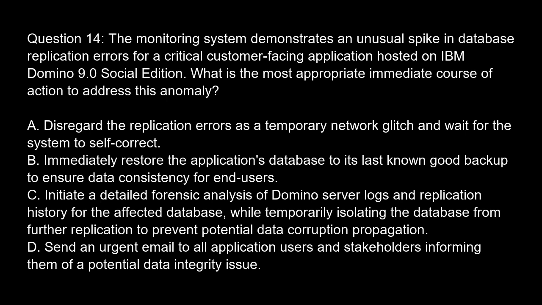Option B. Immediately restore the application's database to its last known good backup to ensure data consistency for end users. Option C. Initiate a detailed forensic analysis of Domino server logs and replication history for the affected database, while temporarily isolating the database from further replication to prevent potential data corruption propagation. Option D. Send an urgent email to all application users and stakeholders informing them of a potential data integrity issue.